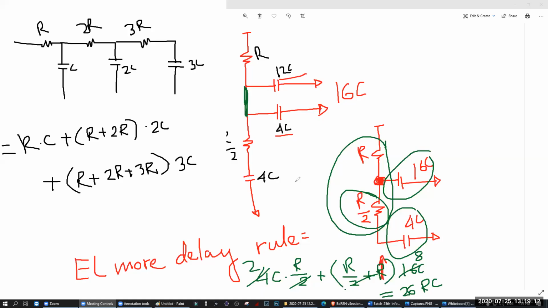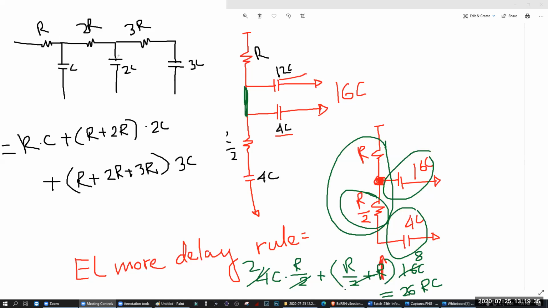Okay, now. Here, you cannot actually solve this type of problem. This is the Elmore delay rule. Now, the Elmore delay rule is if you have resistor, capacitor, resistor, capacitor, resistor, capacitor, none of them in series, none of them in parallel. So according to the Elmore delay rule, how can you find the delay? Resistor into capacitor, that means RC.